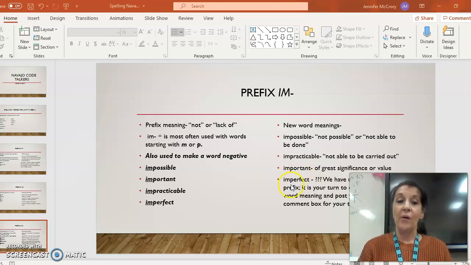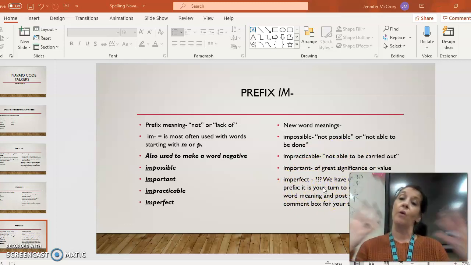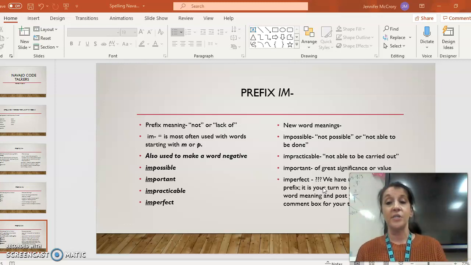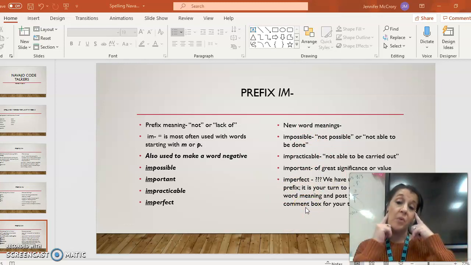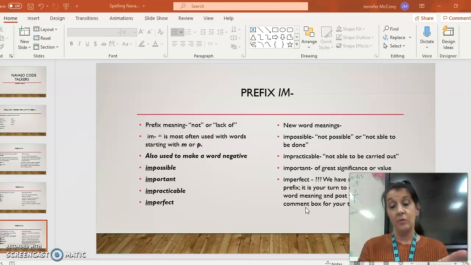Okay, now I'm going to leave you, because we always do an I do it, and then you always help me out with our lessons and our decoding. So now I am going to leave you to the you do it, because we've been using my brain power, we've been using your brain power together, we've mixed our brain power, but now I want to see what you know. So in the comment box below, you are going to post for your teacher what you have created, your meaning of imperfect.